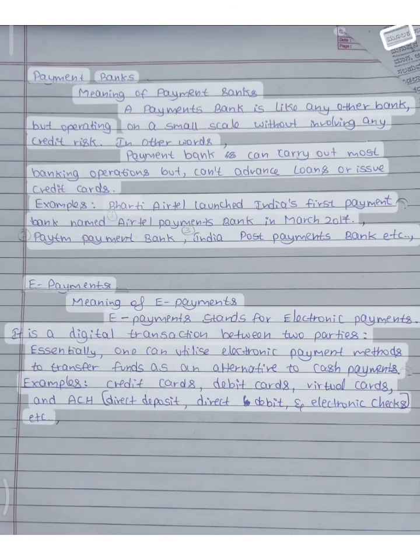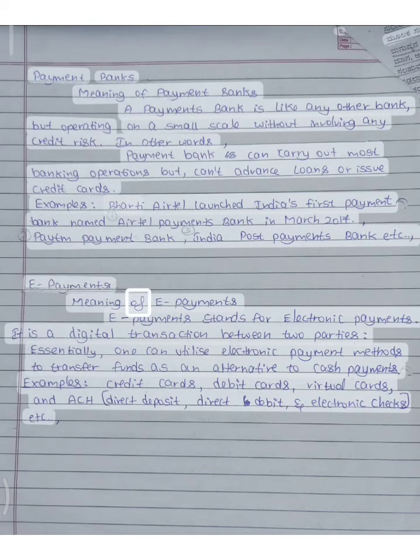Payment banks. Meaning of payment banks: a payments bank is like any other bank, but operating on a small scale without involving any credit risk. In other words, a payment bank can carry out most banking operations but can't advance loans or issue credit cards. Examples: Bharti Airtel launched India's first payment bank named Airtel Payments Bank in March 2017. Paytm Payments Bank, India Post Payments Bank, etc.